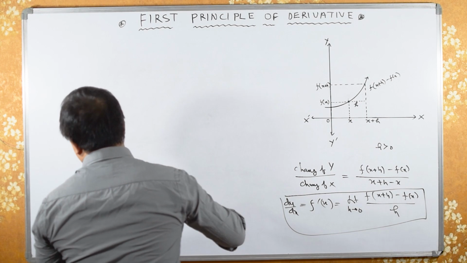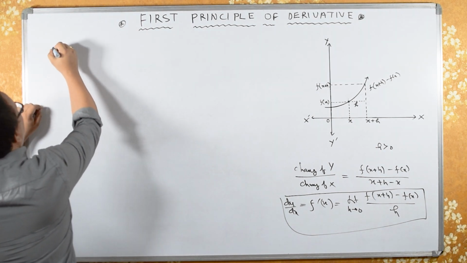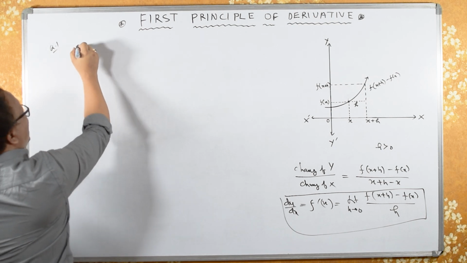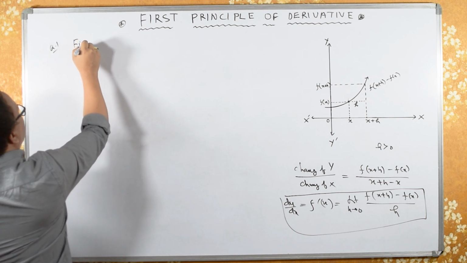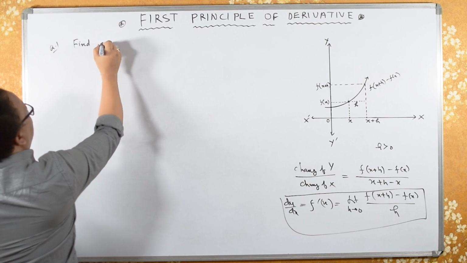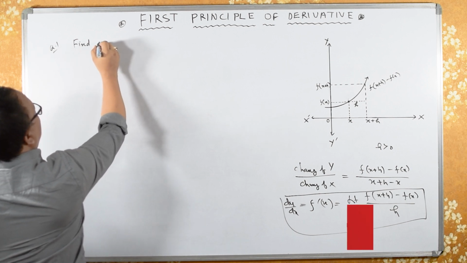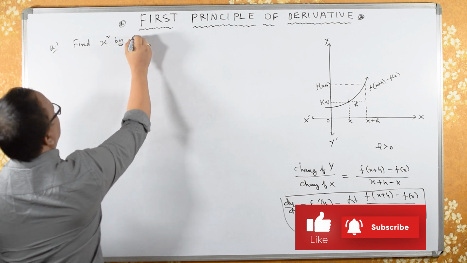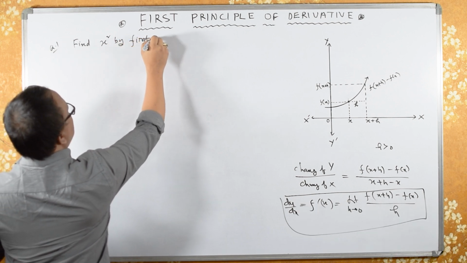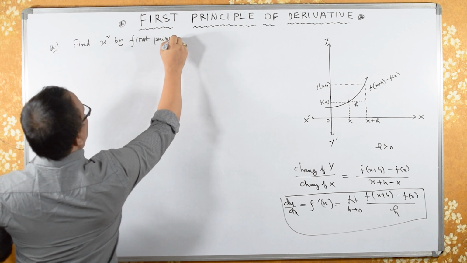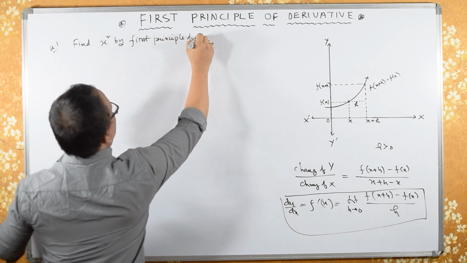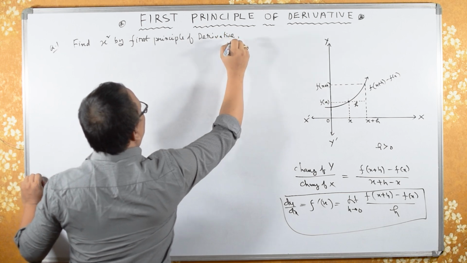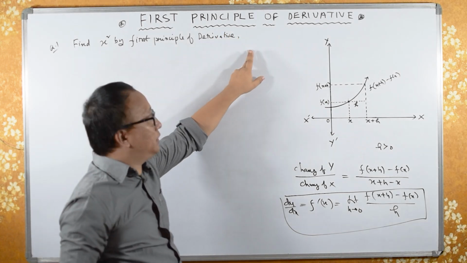Okay, let's take some example. Say example 1, question 1. The question may be like this: find the derivative of x square by first principle of derivative, or as I told you, in some textbooks it's ab initio.